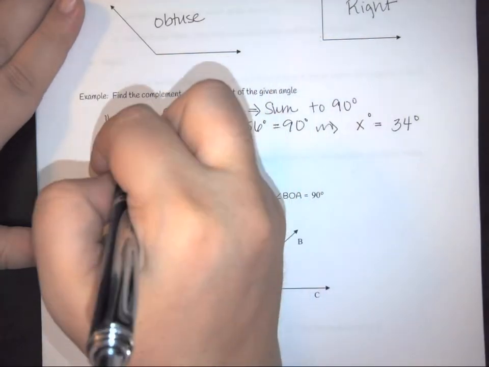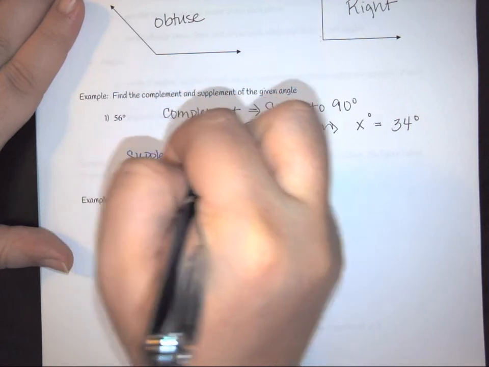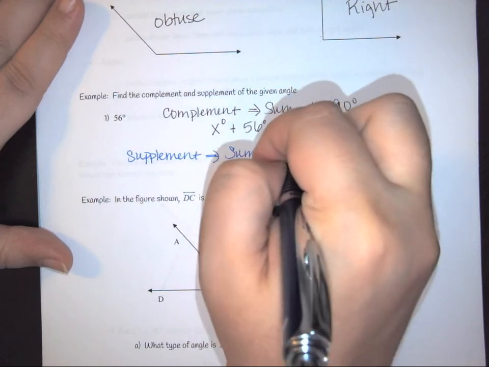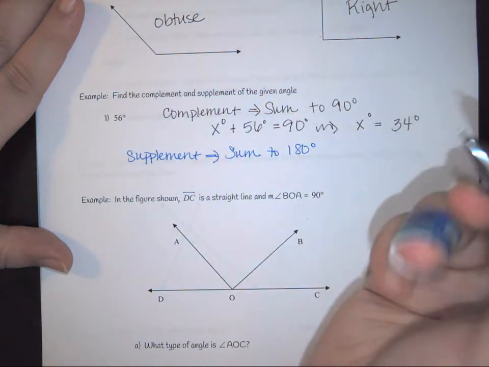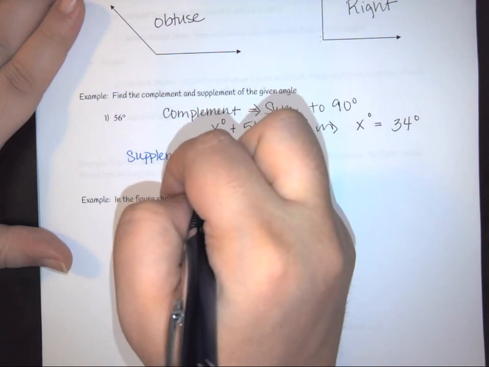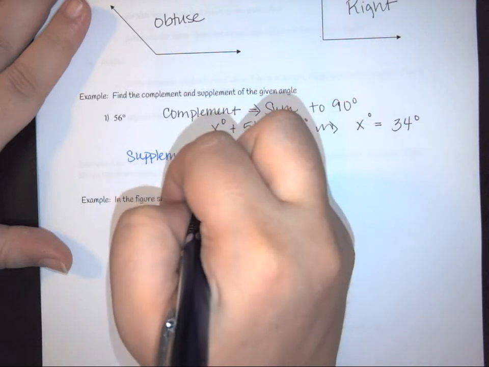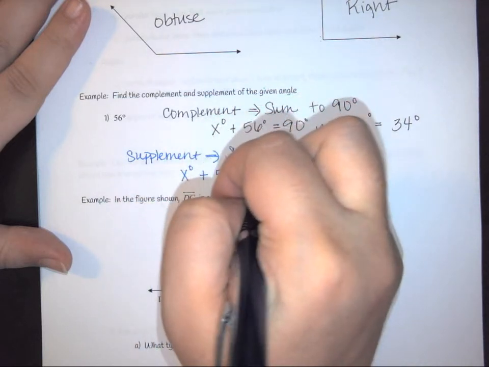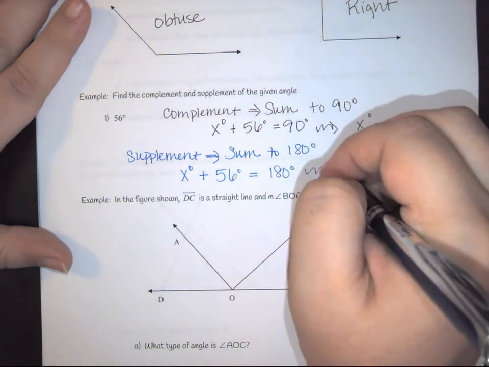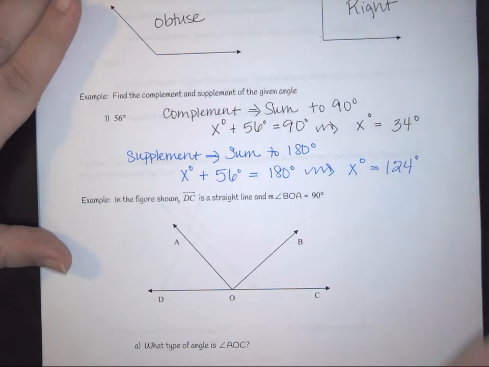Now that being said, when we're talking about your supplement, again, we are talking about that you sum to 180 degrees. So in the same thing, now you're going to have your x plus your 56 degrees has to equal 180. Therefore, when you solve for x, you come out with x is going to be 124 degrees.